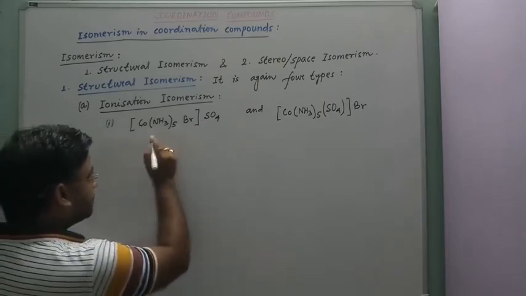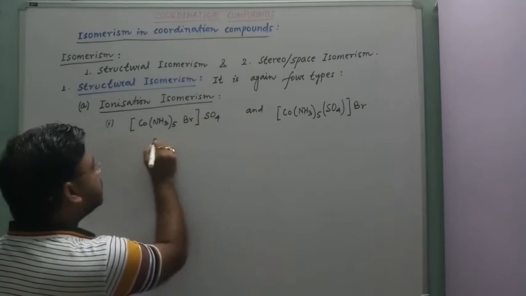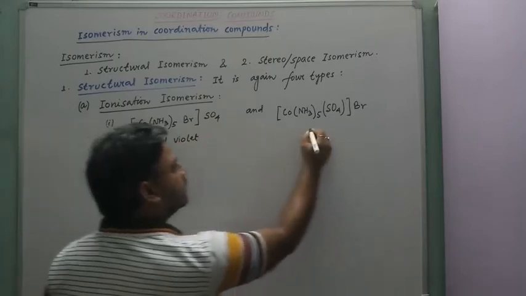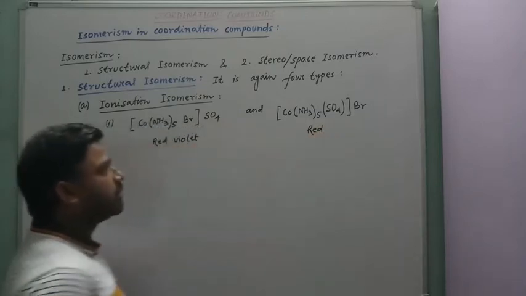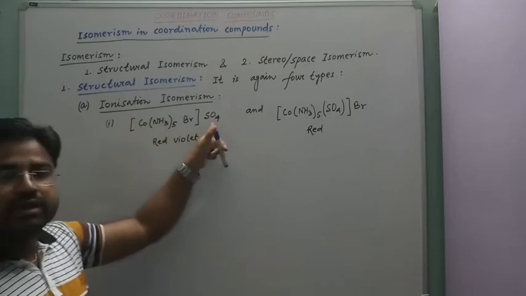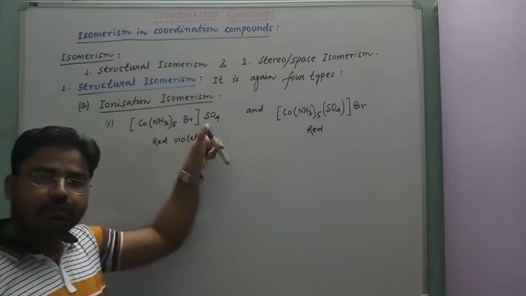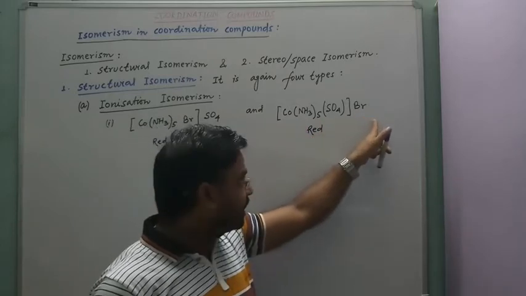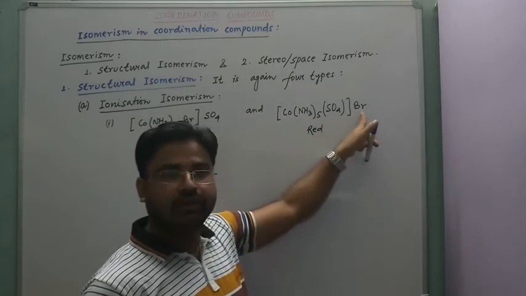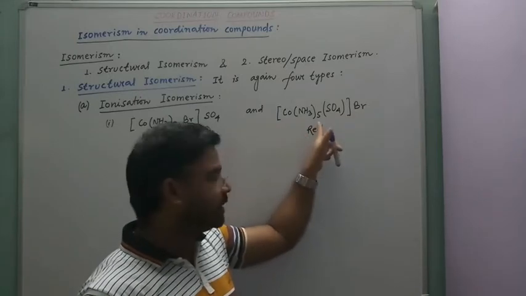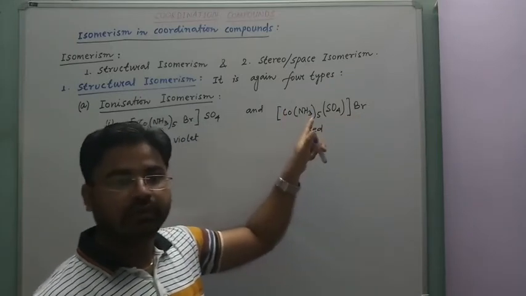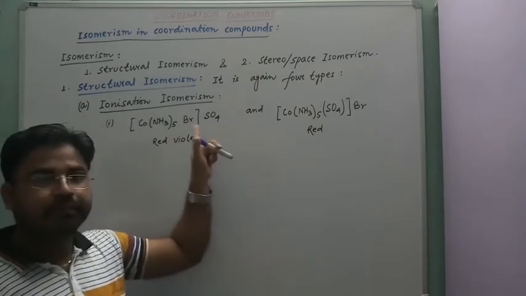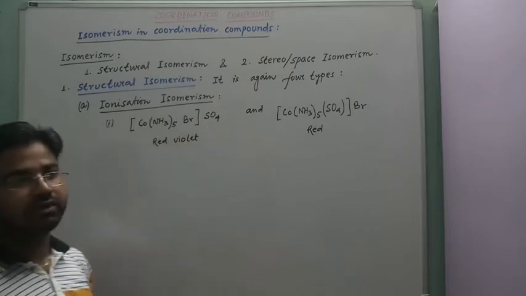This compound gives sulfate ions in solution, and it is a red violet color. This other compound is a red colored compound. The first gives sulfate ion when treated with barium chloride, and this one gives bromide ion when treated with AgNO3. But if it is treated with barium chloride, then it does not give sulfate ion. So these two compounds have the same composition, but they give different ions in solution.